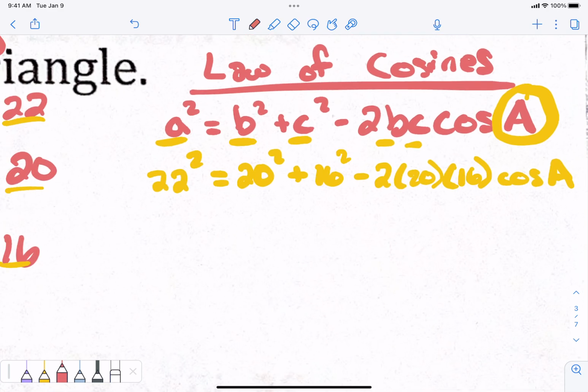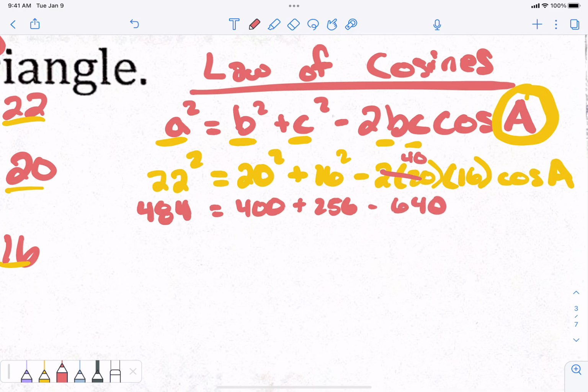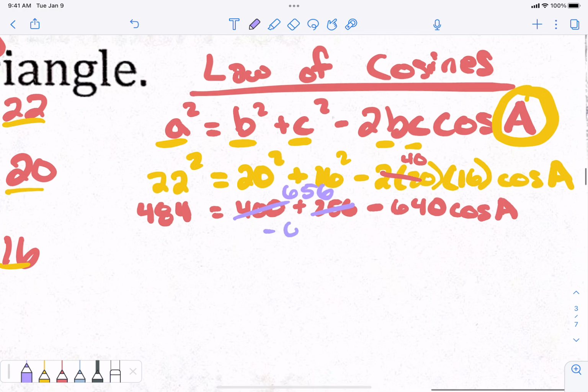22 squared is 484, okay? 20 squared is 400, 16 squared is 256. 2 times 20 is 40, and 40 times 16 is 640. Cosine of A. Here's where you're going to do illegal things. Don't do anything illegal. I can put the 400 and the 256 together to make 656, but I cannot subtract 640 from that because it is attached to the cosine. So the only thing I can do now is subtract 656 over to the other side.